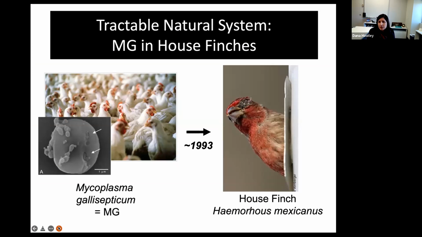So this is a bacterial infection, Mycoplasma gallisepticum, that I'll call MG for the rest of the talk, that jumped from poultry into songbirds and specifically into house finches in the early 1990s. So this is a common and economically important poultry pathogen, and it largely causes respiratory symptoms in poultry, but in house finches, it's primarily a conjunctival pathogen. So the site of infection is the conjunctival sac, and that is the site of spread of the pathogen.